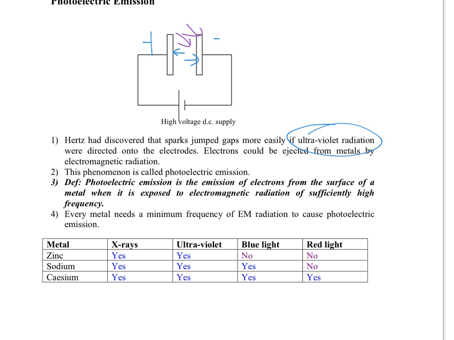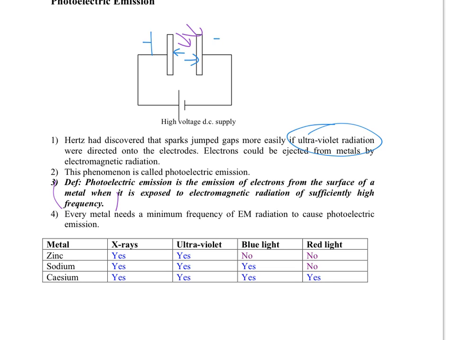So this phenomenon, they found out later on, is that if you want electrons to be emitted from the surface of the metal, you will need EM radiation of sufficiently high frequency. So the phenomenon of photoelectric emission, this is the definition: emission of electrons from the surface of metal when it's exposed to EM radiation of sufficiently high frequency.